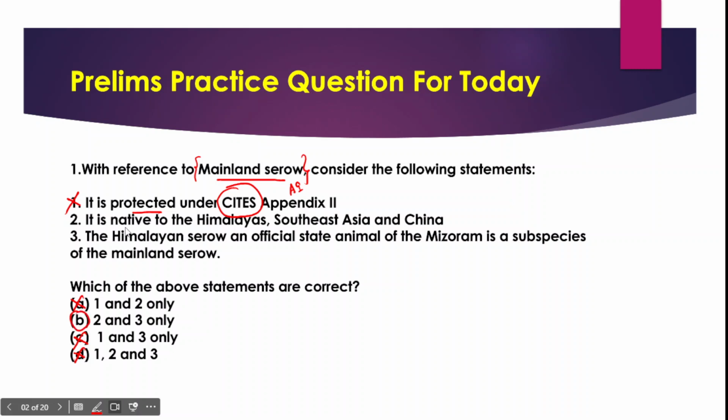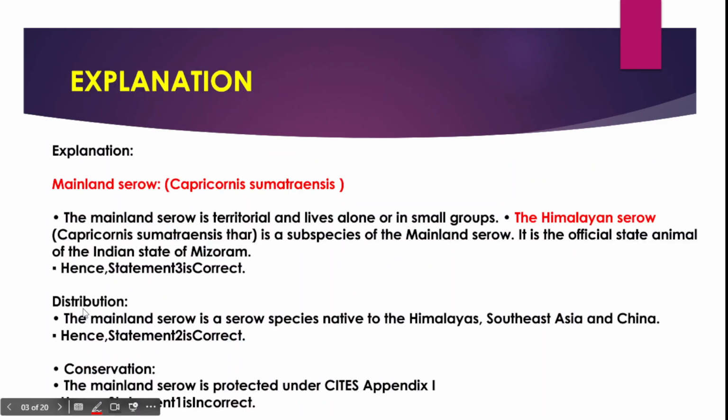When we talk about the distribution of mainland serow as a species, it is mainly located in the Himalayas, especially the higher elevations of the Himalayas, in Bhutan, Southeast Asia and China. Yes, this is an absolutely correct statement. However, there is another species called Himalayan serow, which is the mainland serow's subspecies. This Himalayan serow is also the official state animal of Mizoram, and therefore statement 2 and statement 3 are absolutely correct, but statement 1 is not correct.